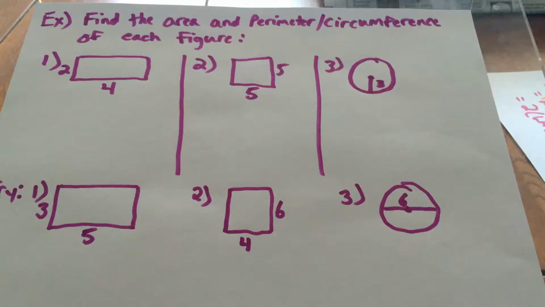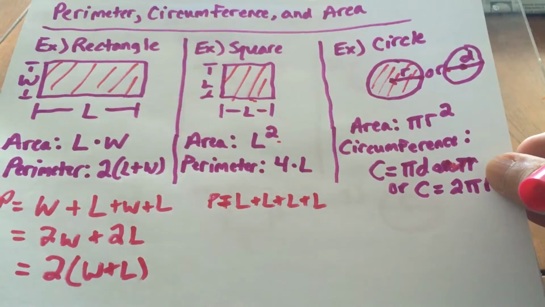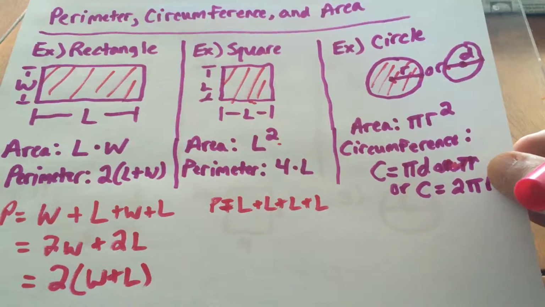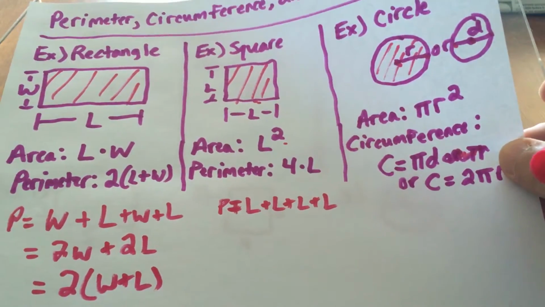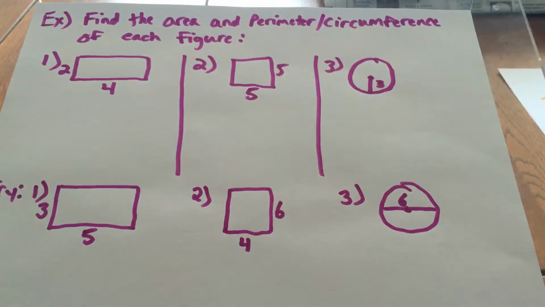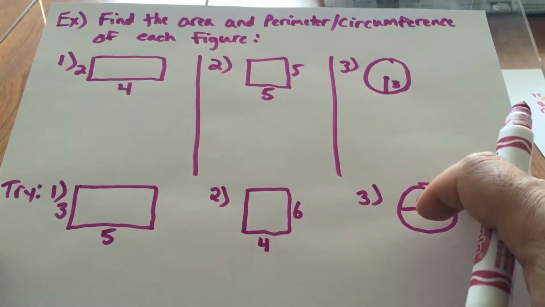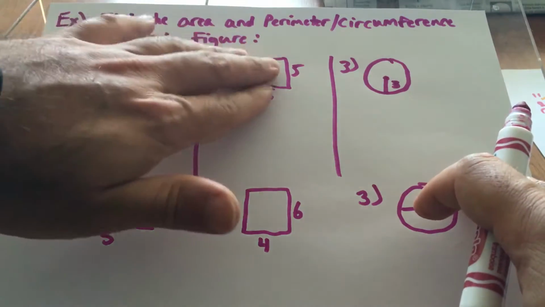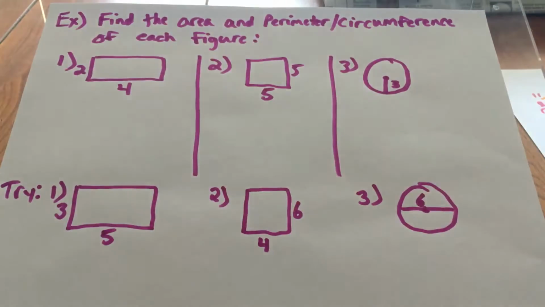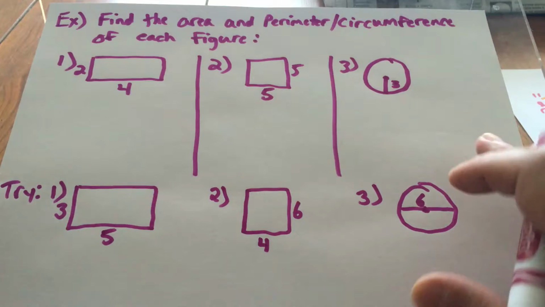Okay, so in the previous video we determined three different shapes, and then we decided we were going to figure out formulas for the area, perimeter, and circumference. So let's actually do some examples. What you need to do is copy this into your notebook. I'll go through and do the top three, then I'll give you some time to work on the bottom three on your own, and then we'll work them out together.